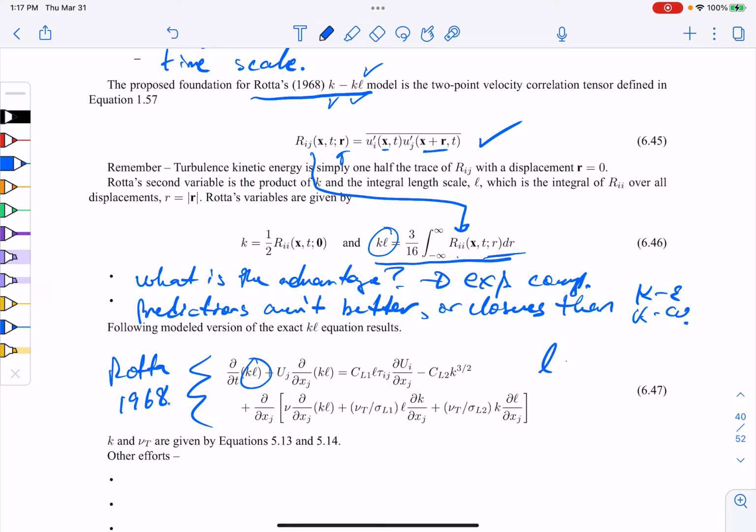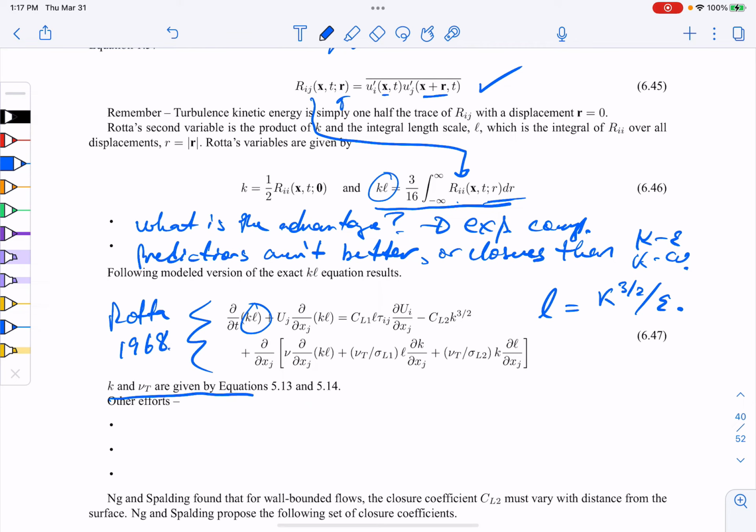I can just do L equals K to the 3/2 over epsilon, and I'm done. So I can also find a length scale in space from a steady RANS solution using a commercial solver. I don't need this KL type model. And I could say that about a K-tau model. Okay, and it's the same type of thing. You have the same types of closure coefficients.